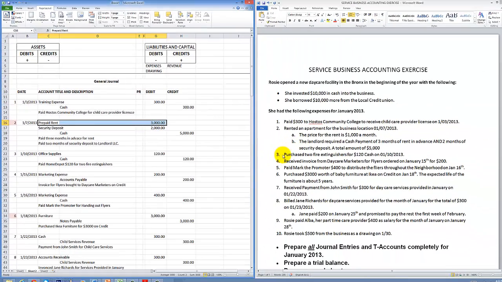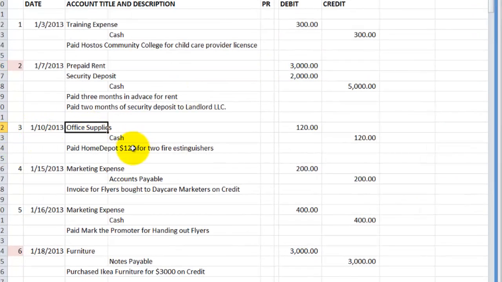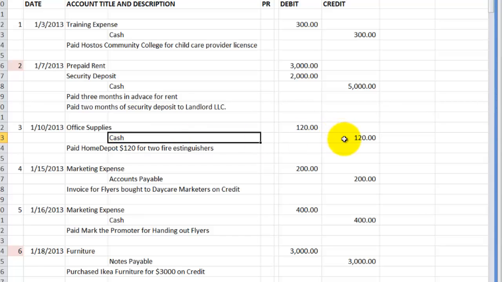On number 3, we purchased 2 fire extinguishers for $120 in cash. So we have the date, we have office supplies, 120 debit because office supplies increase, and we pay in cash, so we credit cash. Don't forget to put the description at the bottom.